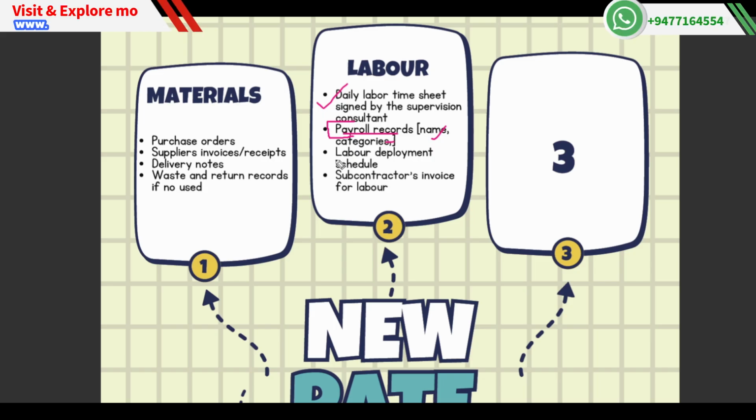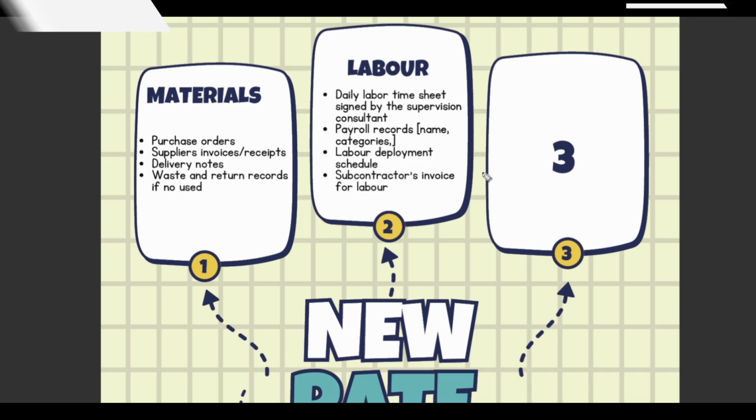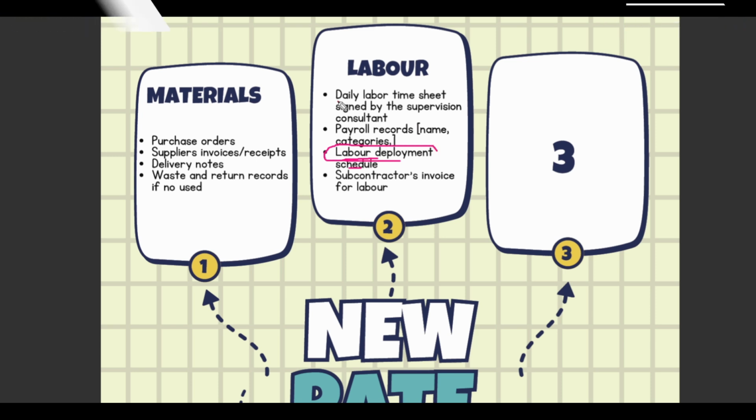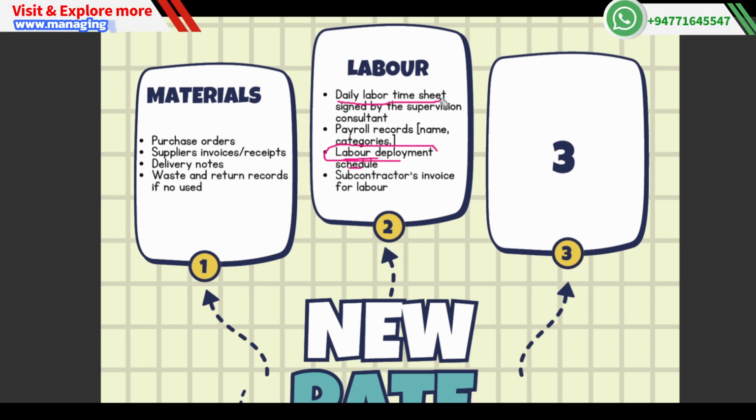And the third one is the labor deployment schedule. Before starting or before execution of the work, the contractor must get approval. The contractor says, I need an additional 20 laborers for this execution of work, something like this. So there is an approved labor deployment schedule. We have to confirm all the laborer numbers must match the daily labor timesheet. So this is the third very important point.